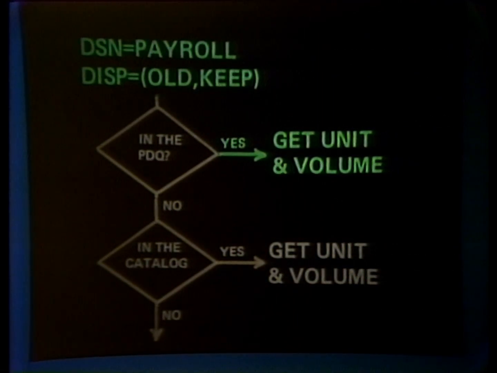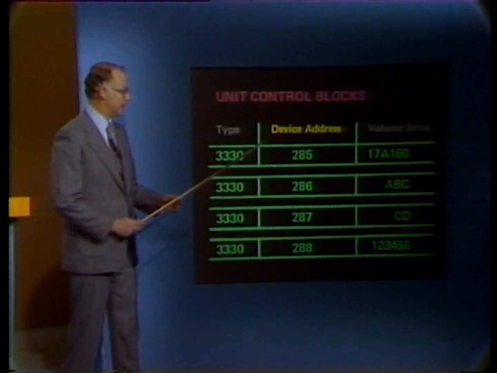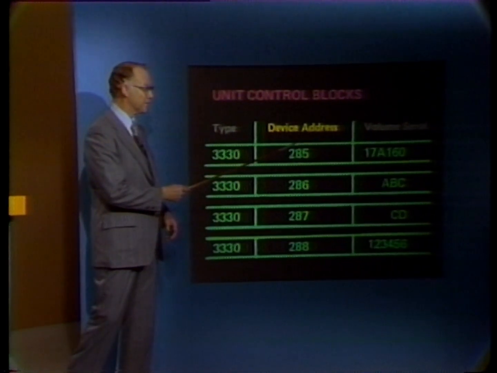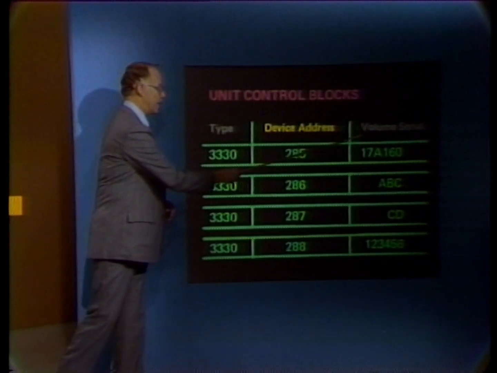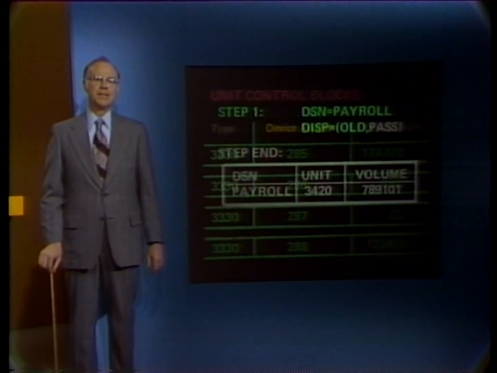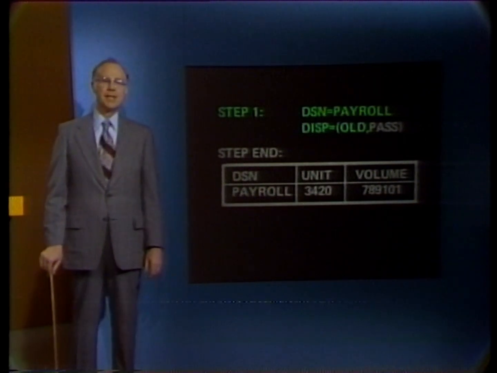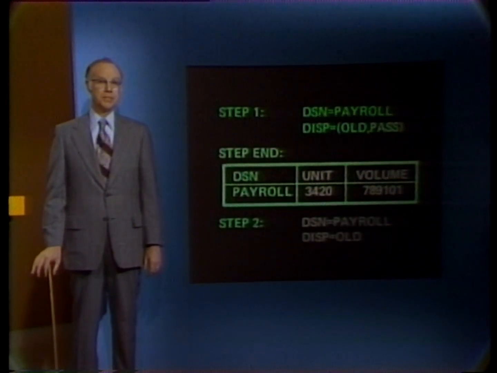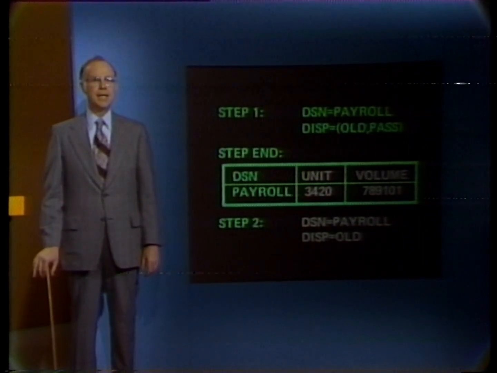And if OS doesn't find an entry in either place, can it possibly locate the data set? No, it can't, because it can't get the device address from the UCB without the unit and the volume information to look it up. So you've seen that pass causes this entry to be made in the PDQ, and that when only DS name and disposition are coded for a retrieval, OS will look to the PDQ to get unit and volume information.